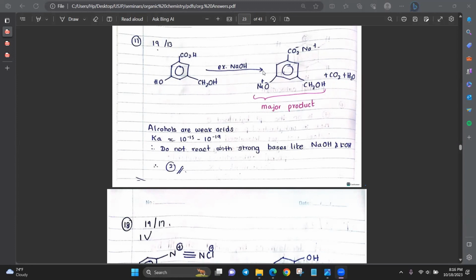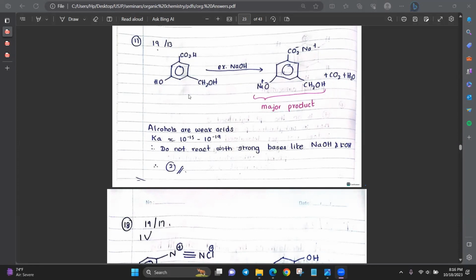When we add excess sodium hydroxide, the phenol's OH group will form the sodium salt and give water. Then the carboxylic acid, the carboxyl group, has an acidic hydrogen too. So it will react with sodium hydroxide, give water, and give the sodium salt.